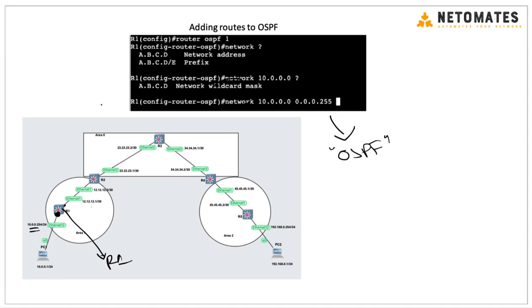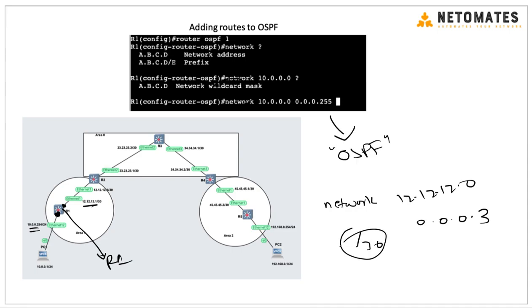So in order to enable OSPF on Ethernet 1, you need to do the same command again, but with the network of this one. In this case you will add another network statement with network 12.12.12.0, then wildcard mask 0.0.0.3 because it's /30.